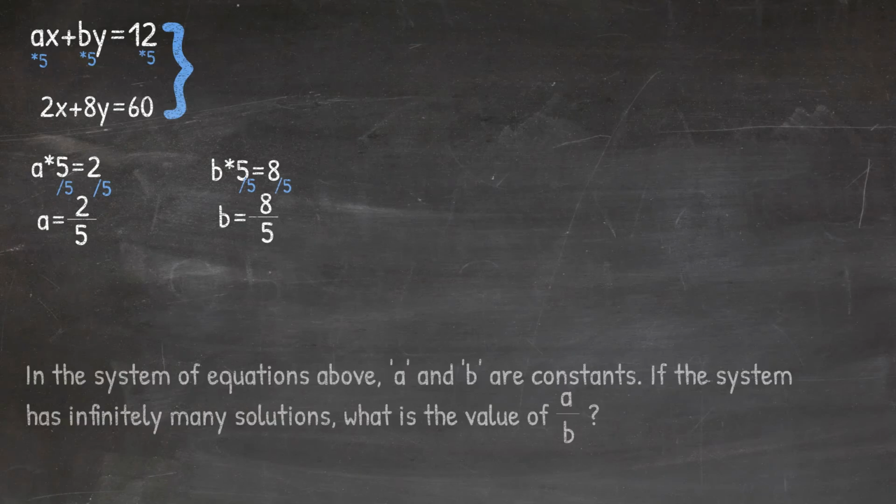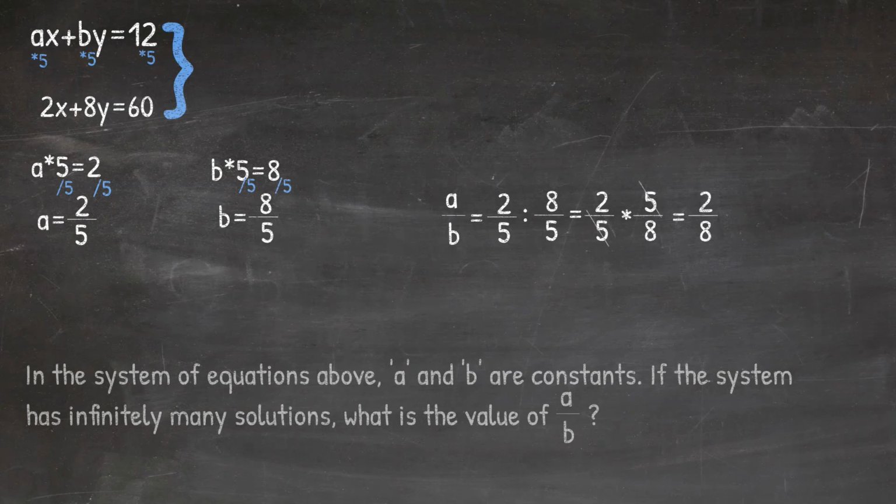To answer the question, we need to find the value of a over b. Let's set it up. a over b equals 2 over 5 divided by 8 over 5, which is the value of b. When we deal with fractions, the way we divide them is by multiplying and flipping the second fraction. So what we get is 2 over 5 times 5 over 8. We can simplify and cancel 5, both in the numerator and denominator. And as a result, we have 2 over 8.